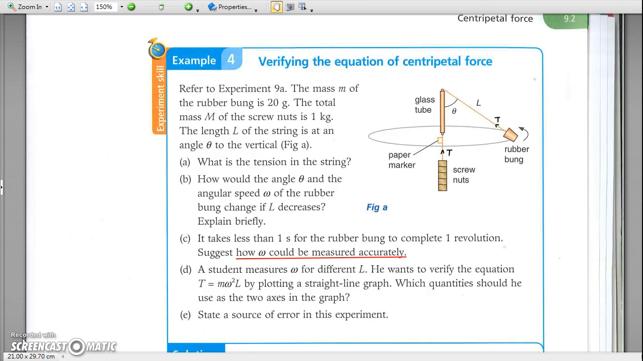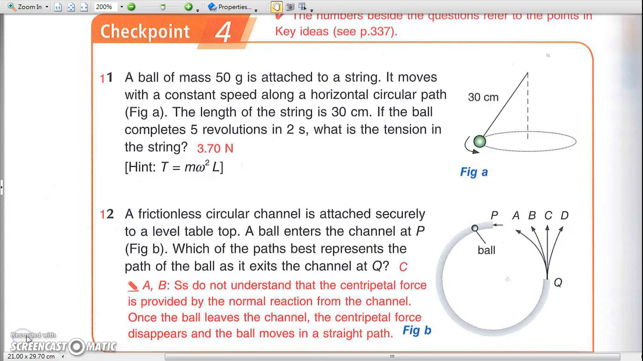Example 4. Verifying the equation of centripetal force. This example gives you some very important hints for doing the experiment. Read carefully. Do checkpoint 4 on the next page.